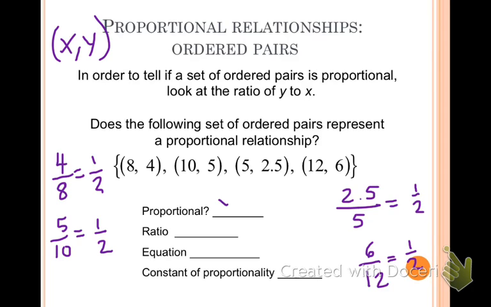Okay, so are they proportional? Yes. What is the ratio? 1 to 2. What is the equation? Again, half of x or y is equal to 0.5x, depending on if you like the decimals or not. So the constant is 1/2 or 0.5.